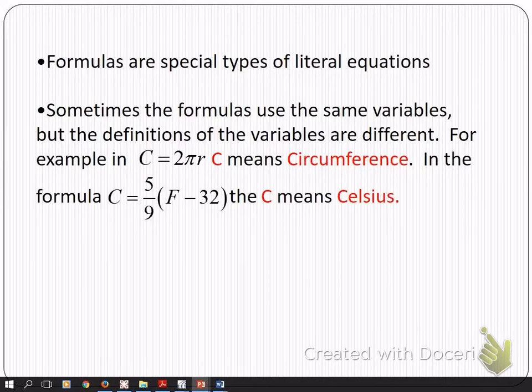So like I said, formulas are special types of literal equations. One thing you want to keep in mind is that very often different formulas will use the same variable, but they'll mean different things. For example, C equals 2 pi r is the circumference of a circle, so C means circumference. But in the second formula, C equals 5/9 times (F minus 32), that's how we convert from Fahrenheit to Celsius, and C doesn't mean circumference anymore, it means Celsius. So be careful that you understand what the variables stand for in your formulas and literal equations.